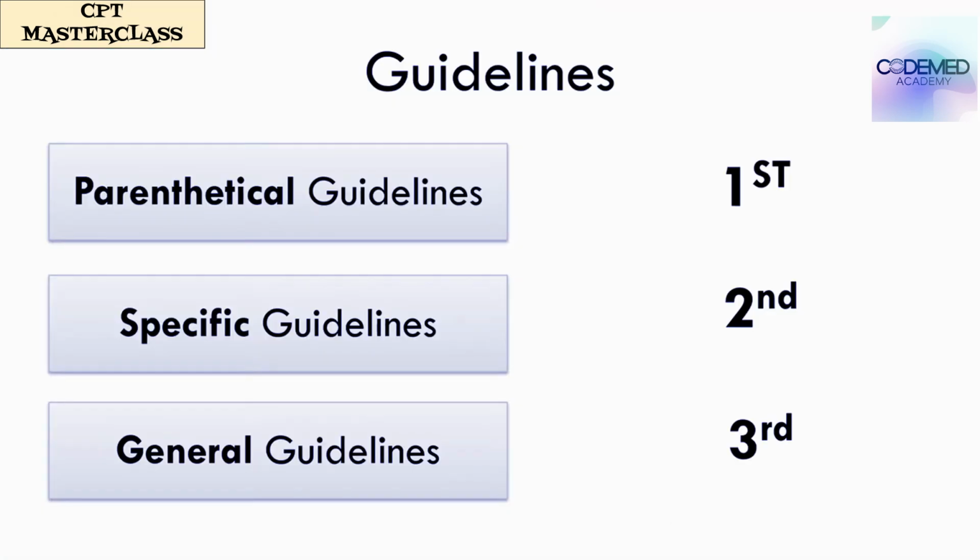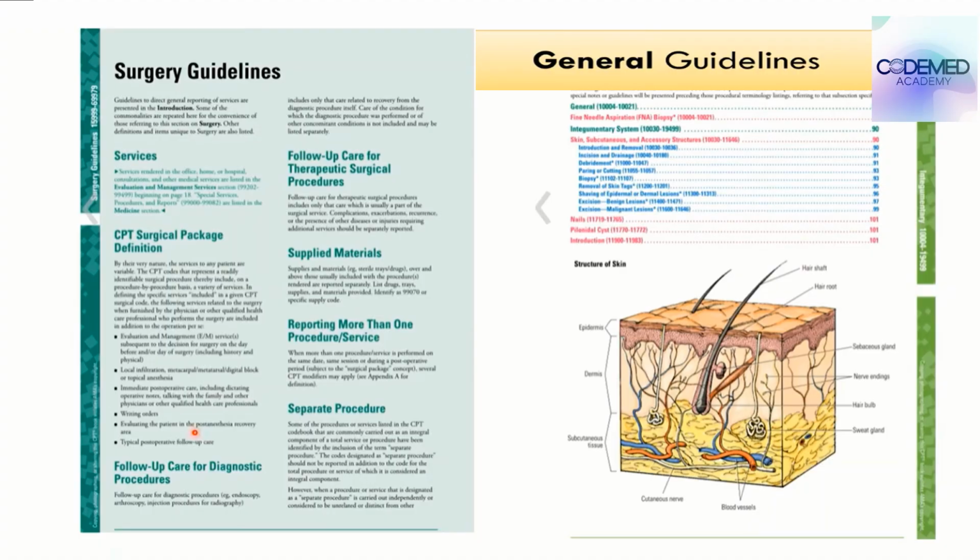So there are three different guidelines we'll come across in the CPT book: the parenthetical guidelines, a very important one, section specific guideline, and then the general guidelines. The general guidelines are at the beginning of that particular section. Like here, you will see that there are surgery guidelines which are always shown in the green page in the professional edition, and these guidelines are applicable to all the codes in the surgery chapter.